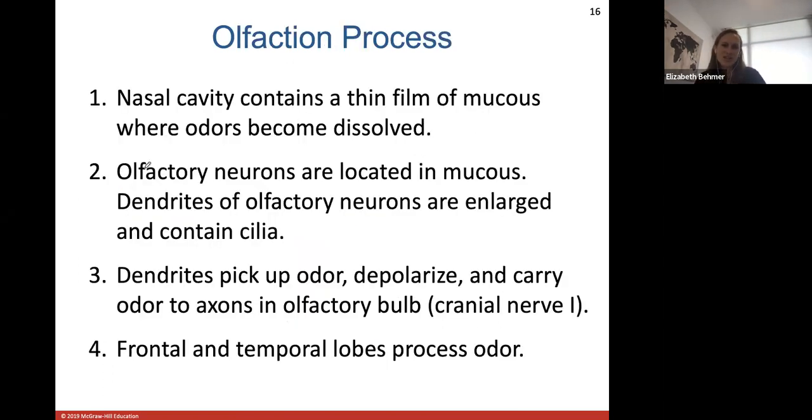So here's the olfaction process, very simple. The nasal cavity, as we know, contains a thin layer or film of mucus where all the odors are dissolved. Olfactory neurons are located in the mucus. We have little dendrites of these olfactory neurons, which contain cilia that help to pick up the odor, depolarize it, and then carry the odor to cranial nerve number 1. And if you remember, and if not, that's okay, the frontal and temporal lobes will process the odor we smell.